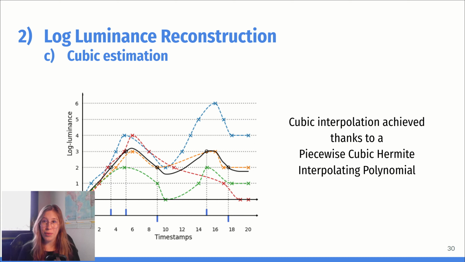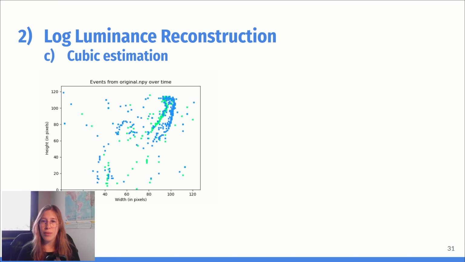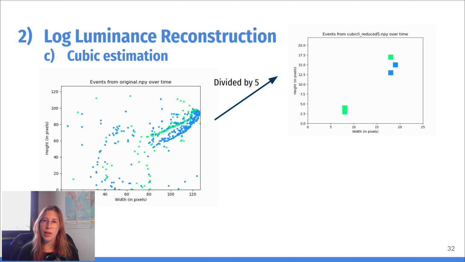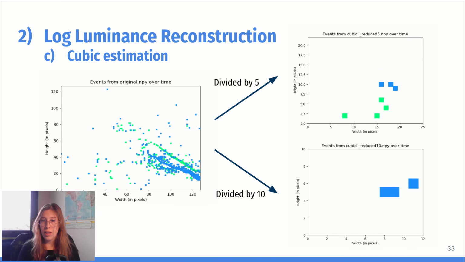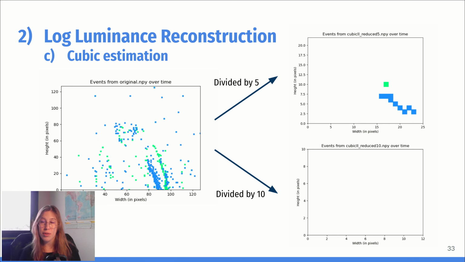If we take a look at what it produces with the same example as before, when it is divided by 5, you can actually kind of see the arm moving around, and divided by 10, we have less noise than previously, and we can maybe kind of see something going around.